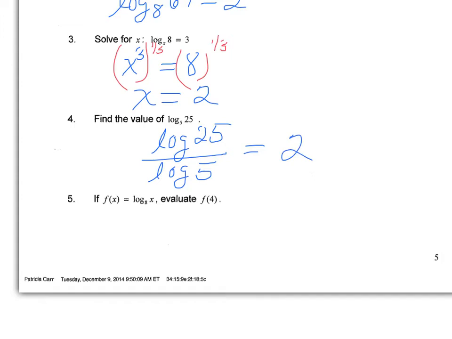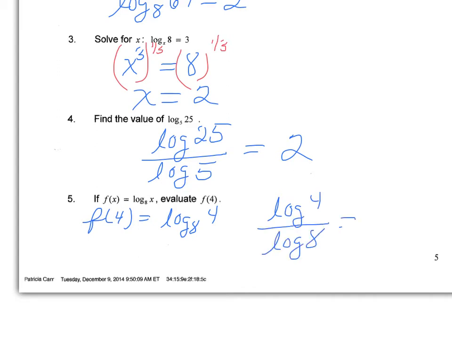So if there is no variable in the change of base, you can actually type it in the calculator and get your answer. All right, number 5. If f of x equals log base 8 of x, find f of 4. So f of 4 is going to be log base 8 of 4. There is no answer, so we're going to do change of base. Log of 4 divided by log of 8. Put it in the calculator. Tell me what you get. Remember, if you get a decimal, always change it to a fraction. You're correct. It comes out to be 2/3. Okay, let's go on.